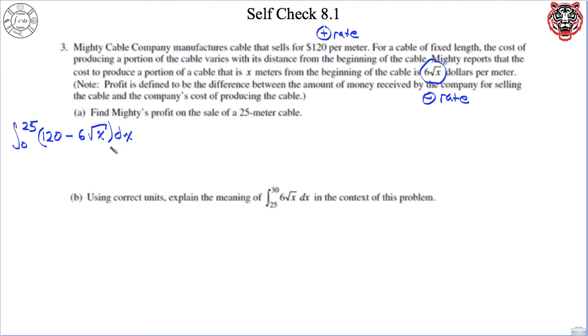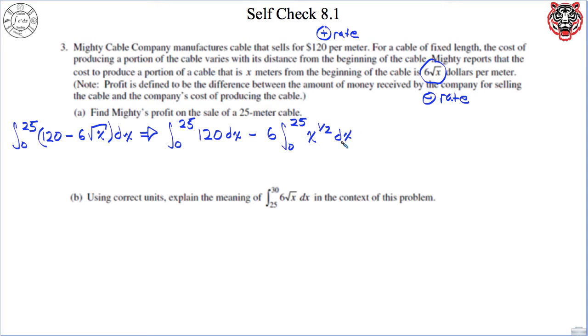Okay, how do I find that by hand? So I need to separate this into 2 integrals. When I do that, I have the integral between 0 and 25 of 120 dx, and I need to subtract, and then here's a cool trick. I can do 6 times the integral from 0 to 25. I pulled out the 6, and I just am left with x to the 1/2 dx.